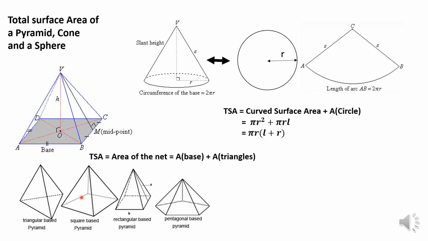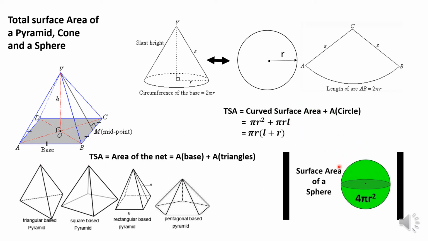Now what you realize is the base defines how many triangles there will be. A triangular base means there will be three faces. A square based pyramid means there are going to be four triangles or four faces. A rectangle consists of four sides, so also four triangles. And a pentagonal based pyramid means you're going to have five faces, five triangles that meet here, and the point where they meet is called the vertex. Then the next one that you need to know is the area of a sphere, 4 pi r squared, which they will give you in a question. So be careful that you don't confuse this with the volume of a sphere.